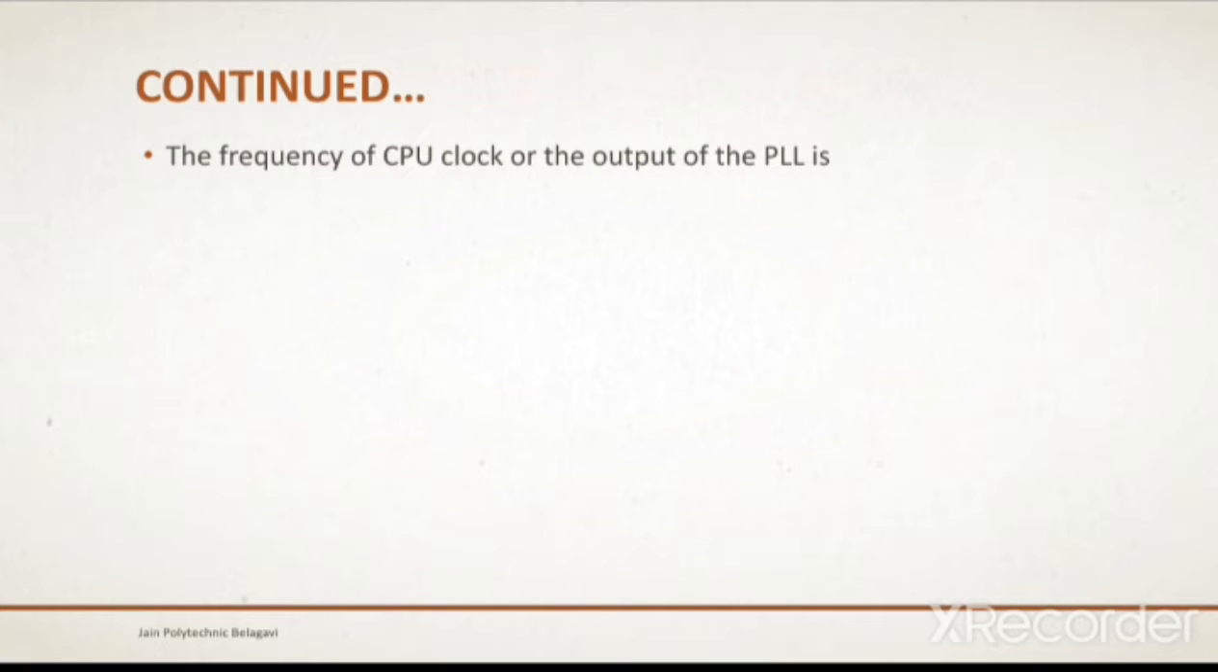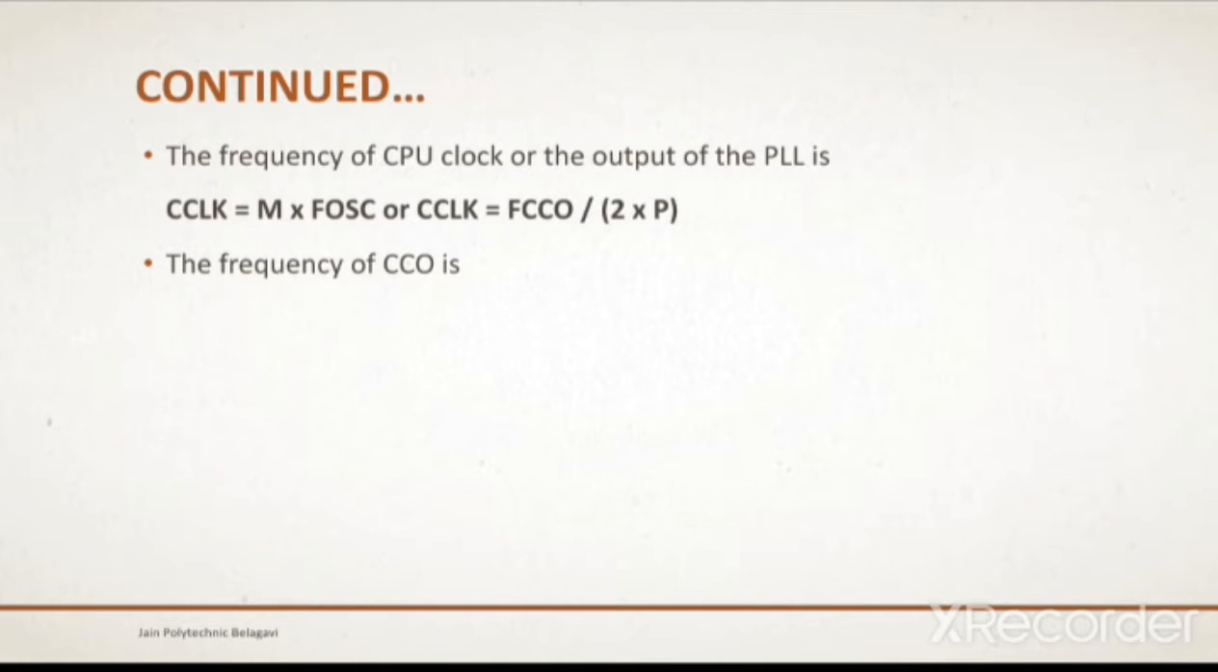The frequency of the CPU clock or the output of the PLL is calculated using the equation CCLK is equal to M into FOSC, or CCLK is equal to FCCO divided by 2 into P. The frequency of CCO is FCCO is equal to CCLK into 2 into P, or FCCO is equal to FOSC into M into 2 into P.